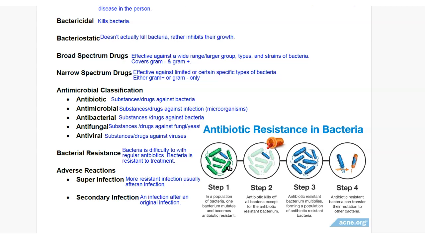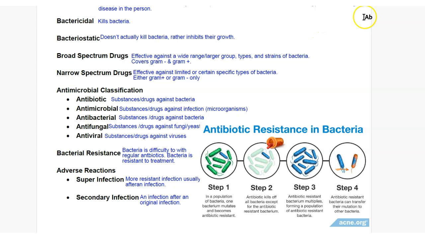And so then the bacteria that's resistant to antibiotic multiplies, right? And it forms a new population with all resistant microorganisms. Unfortunately, antibiotic resistant bacteria can also transfer their mutation to other types of bacteria. So that makes this type of bacteria difficult to eradicate, and it causes superinfections.